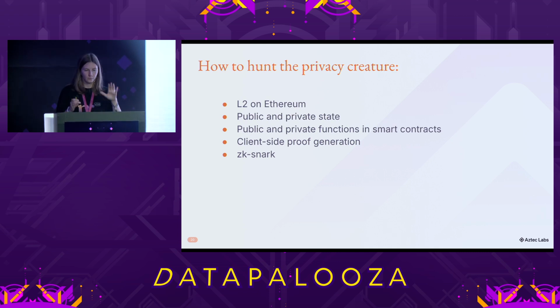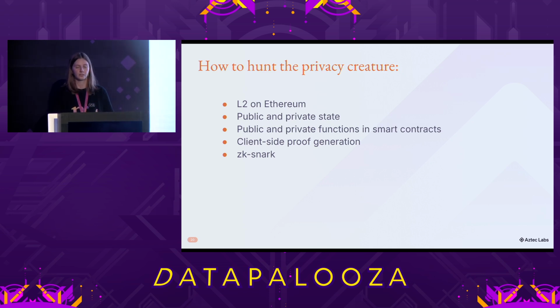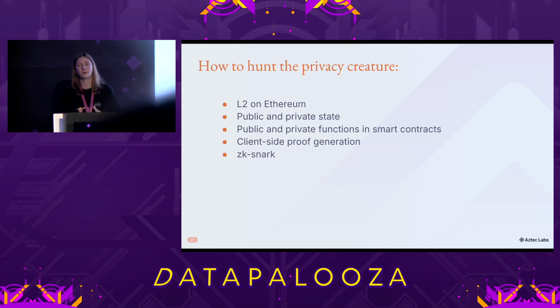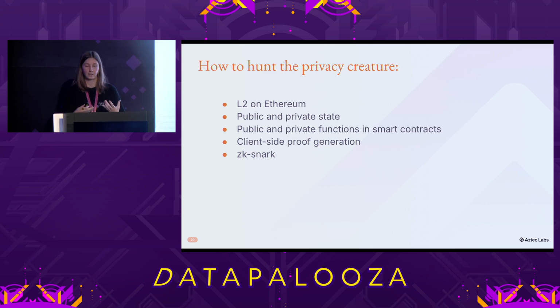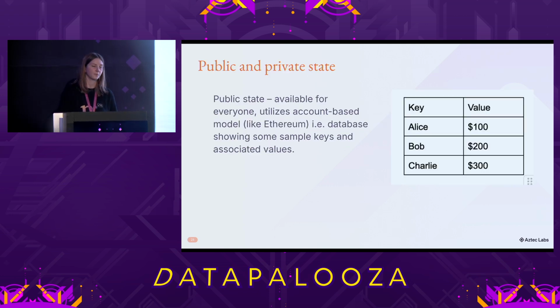I will give you the full list, and then we go one by one and take a look at each of them. So we discussed already, we want to be on Ethereum, because we love Ethereum, and because Ethereum is a robust layer. We also want to have public and private state, because we want to communicate with the rest of the Ethereum world. And we also want to have public and private functions in smart contracts, so that we can make a choice about what is public and what is private. We want to utilize client-side proof generation for it. And we want this proof to be zero knowledge. This is extremely important.